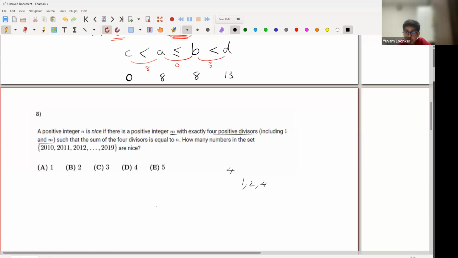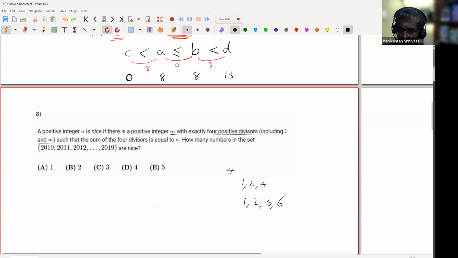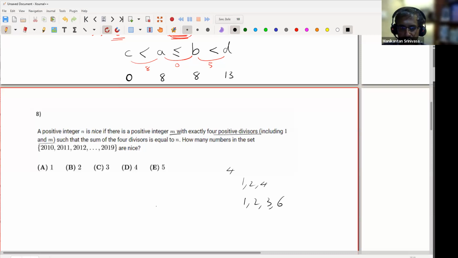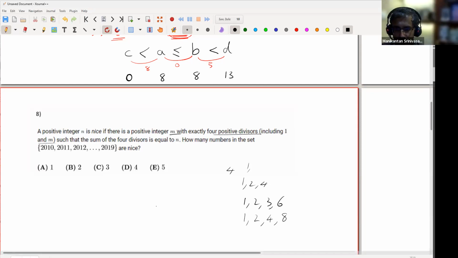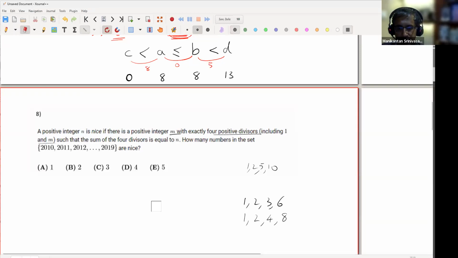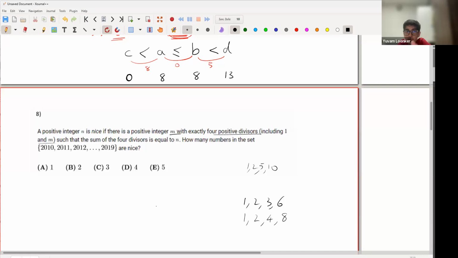6. Okay, you're giving an example: 1, 2, 3, and 6. It has 4 divisors. 8: 1, 2, 4, and 8. 10: 1, 2, 5, and 10. Okay. What is the pattern? What is the pattern? No, but if you go to the next number, 12, it ruins the pattern.